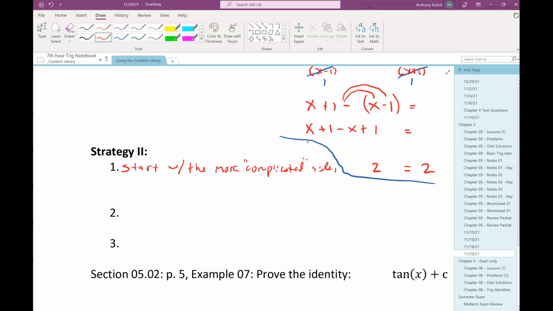Okay. And specifically, when we say complicated, what we typically mean is has more terms. So two things that are being added or subtracted is more complicated than two things that are being multiplied together, just because that's one term. You guys okay with that?